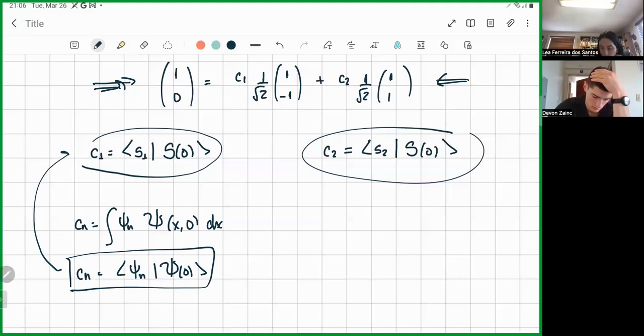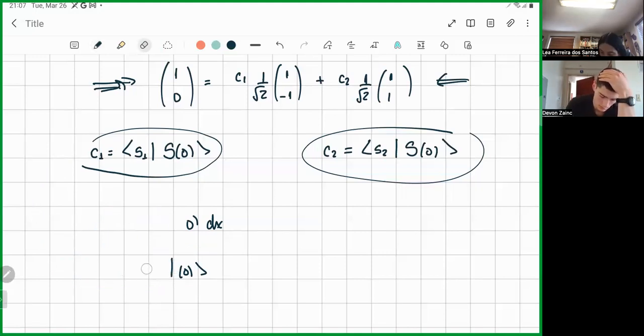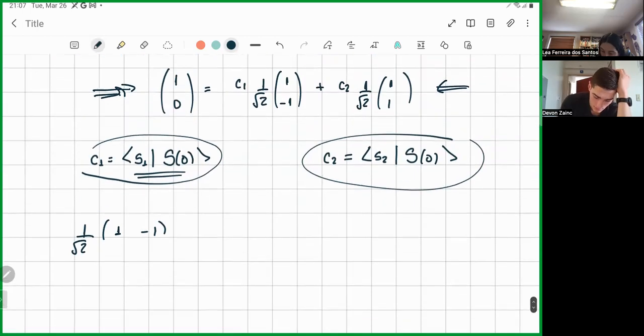Very well. So I'm going to erase this. To find these components C1 and C2, I have to play with this inner product, which is very simple. What is S1? 1 over square root of 2, vector 1, minus 1, right? And S0 is my initial state. Big S0 is my initial state, this. So you see what survives? 1 over square root of 2. So this is our C1.